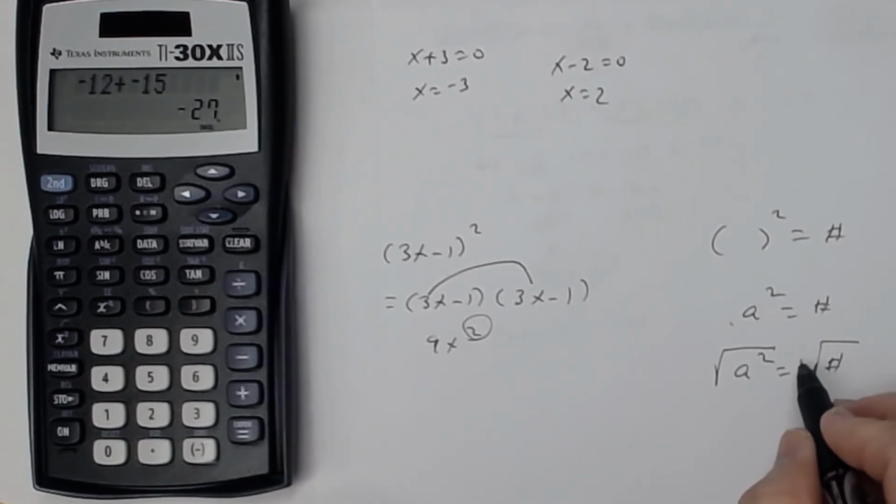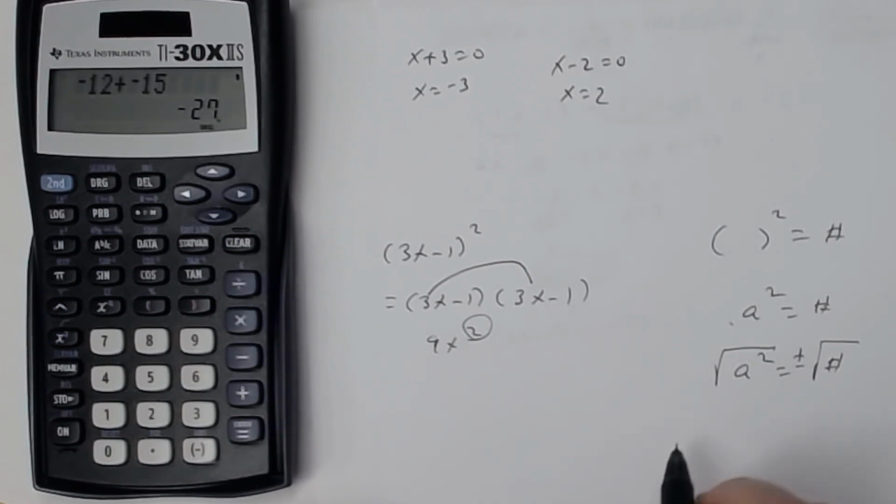But remember, you have to add that plus or minus. And so now the square and the square root undo each other. So you're left with the radicand here, which is a equal plus or minus the square root of the number.